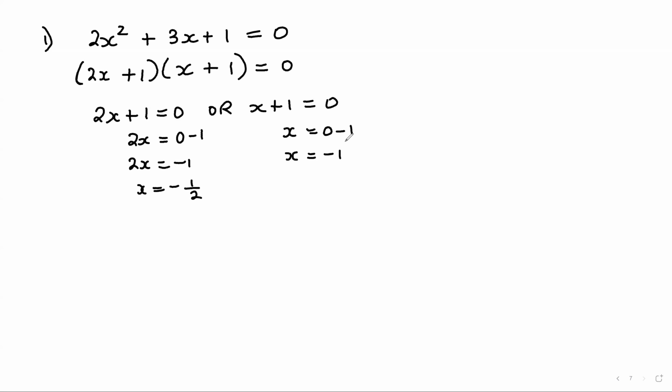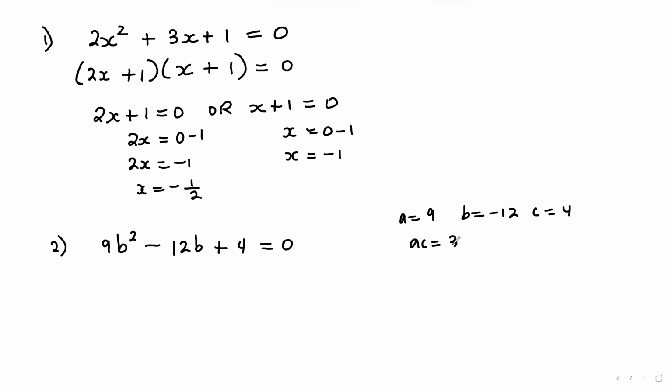Let's do another one. Let's say I had 9b squared minus 12b plus 4 is equal to 0. In order to solve this equation by factorizing, I would first need to factorize the left-hand side. So A is 9, B is minus 12, and C is 4. So AC is equal to 9 times 4, which is 36. And I need two factors of 36 that would add or subtract to give me minus 12, and at the same time multiply to give me 36.